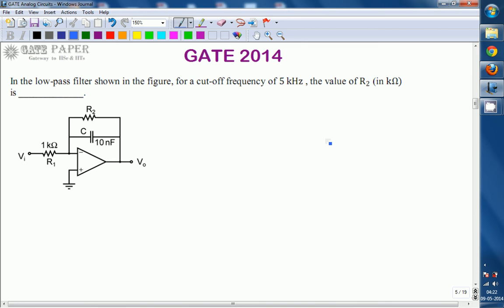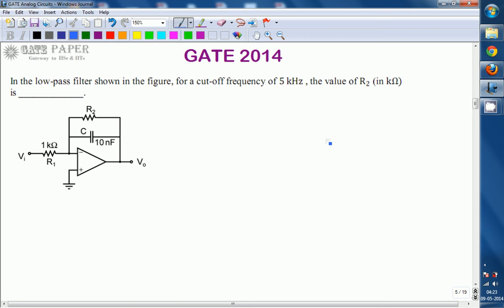Hello, we are discussing the GATE 2014 ECE paper and the topic is related to analog circuits. In the low pass filter shown in the figure, for a cutoff frequency of 5 kHz, the value of R2 in kilo ohms must be mentioned.